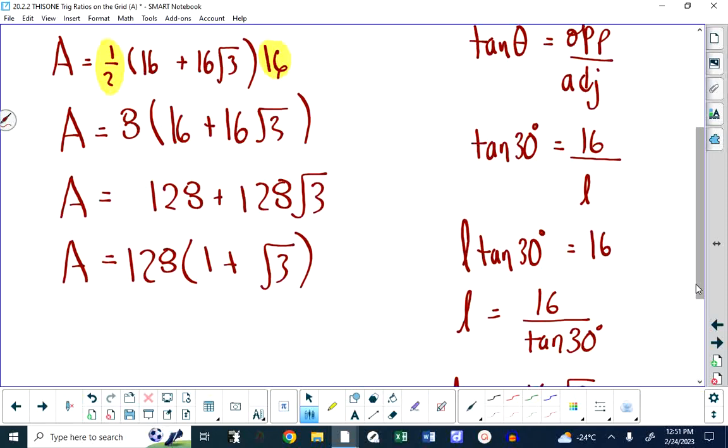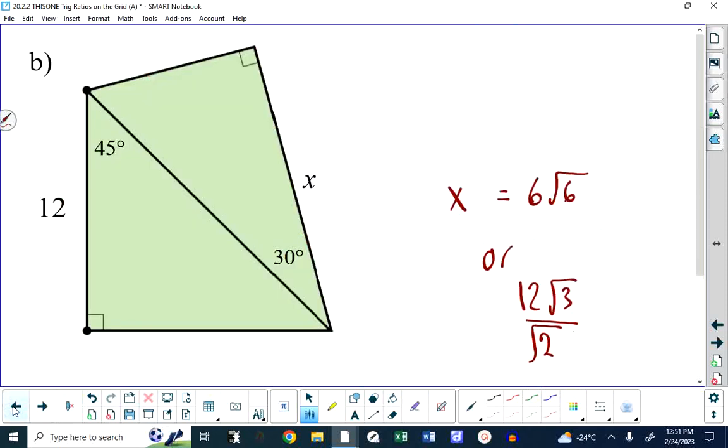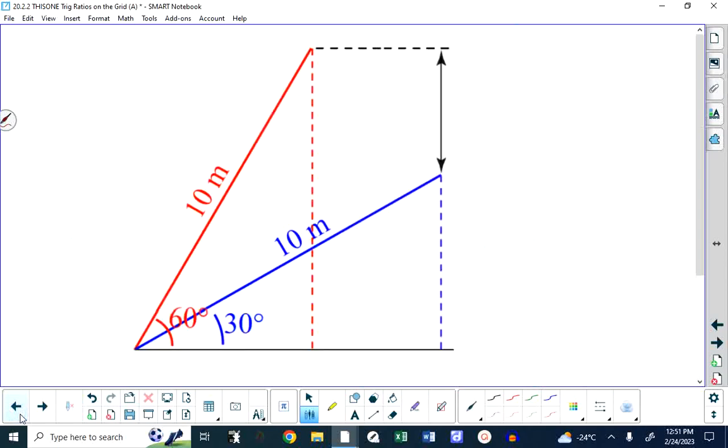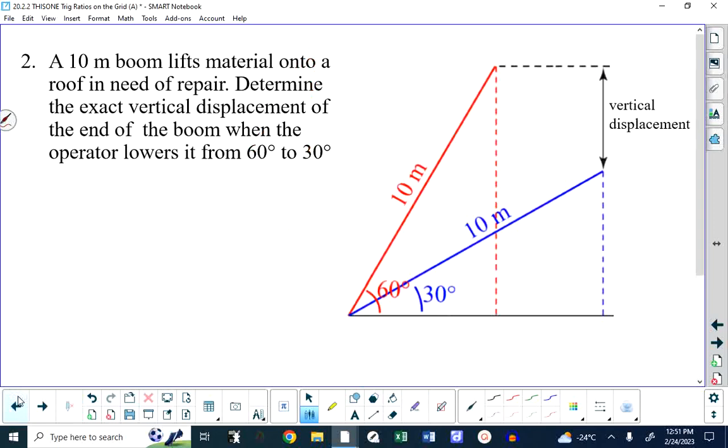Any other questions? Yeah. Number 2? Yeah. So this is the one with the boom on the crane. What you're asked to determine here is, as the angle changes from 60 to 30 degrees, what's the vertical displacement of the top of the boom?